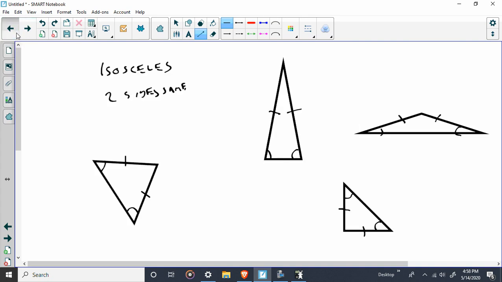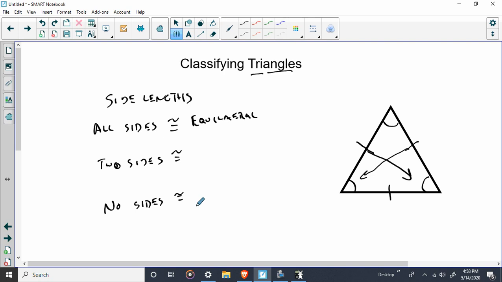So if all three of your sides are different, in other words, no sides are congruent, we call that scalene. And there's not a whole lot we can say about scalene. But that being said, anything we know is true about an isosceles triangle is also going to be true about an equilateral triangle. Now, that's by sides.